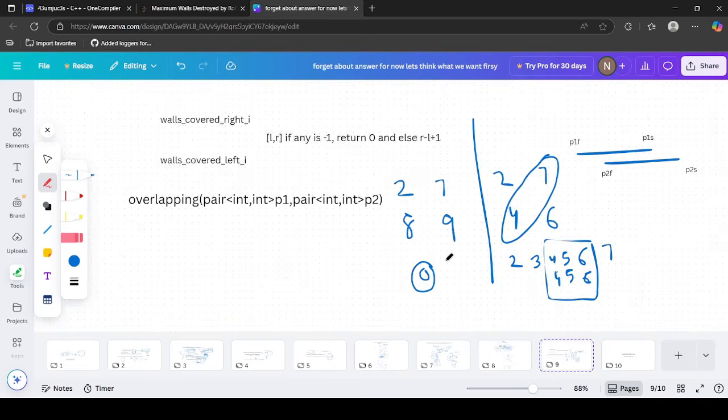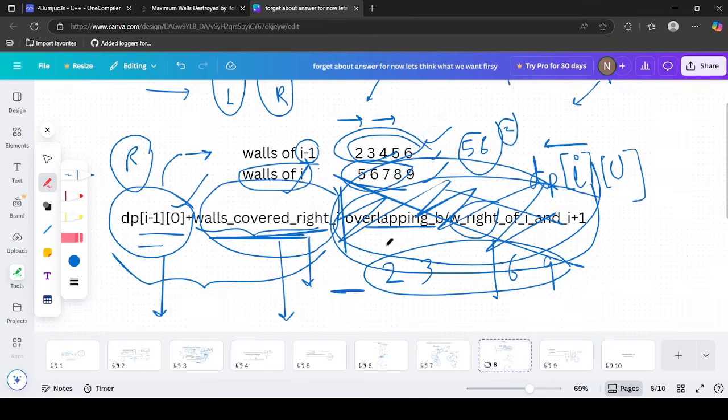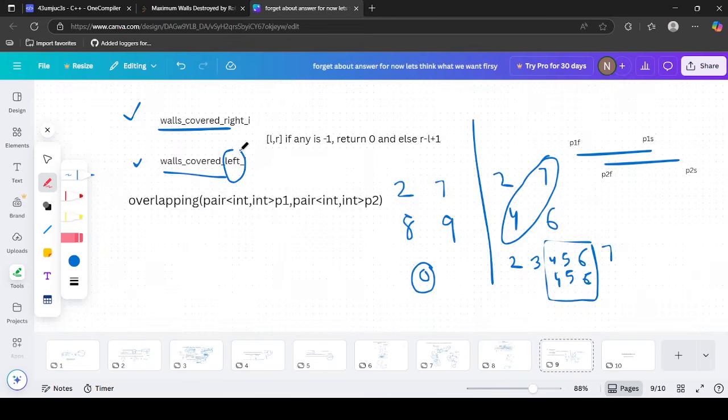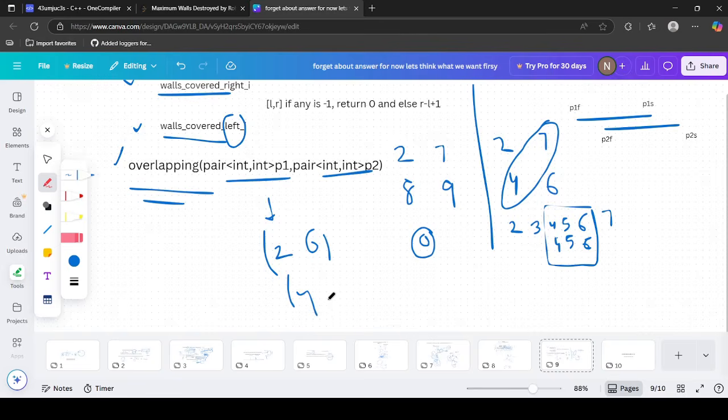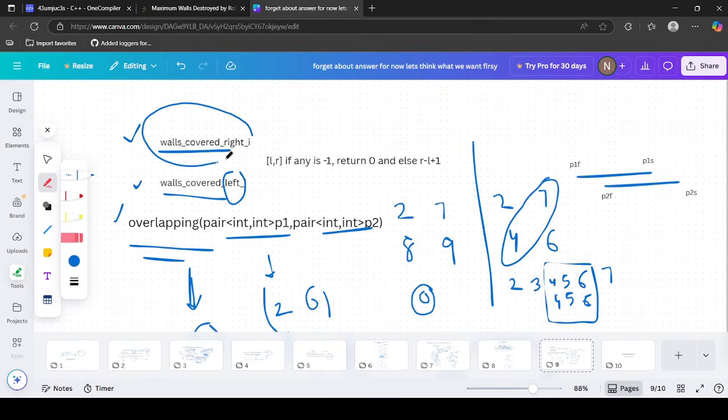So how can I find those both? Walls covered right is the one we want for every index, and walls covered left is also one we want, because here we assume that we are firing right, so there may be a choice where we consider left also. So we want left also. And then we want another function that returns the overlapping count of overlapping indices between pair P1 and P2. What is a pair? It is simply the range. So 2 to 6 indicates pair 2 to 6 and 4 to 9 indicates pair 4 to 9. Given these two, this has to return the number of overlapping count so that we can subtract it from the answer we got. So let's see how I can find this.